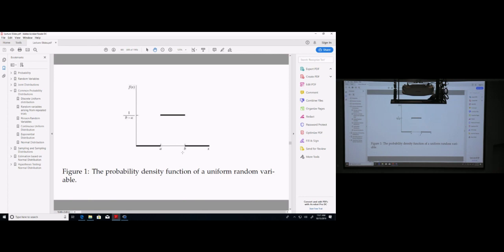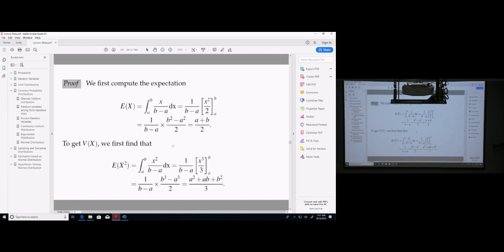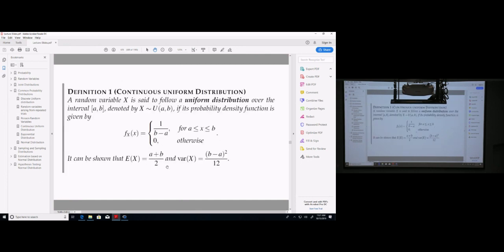And now, if you remember, the expectation is just looking for the center of gravity. The center of gravity will be right in the middle, all right? So that is why the expectation is the center, okay?